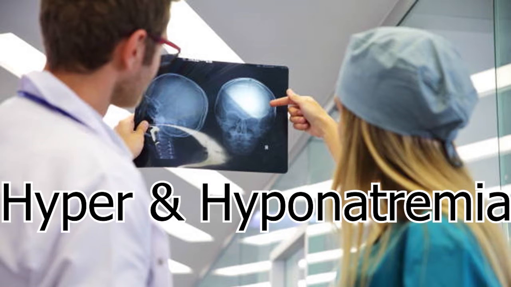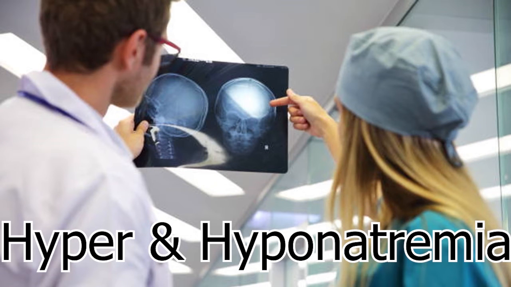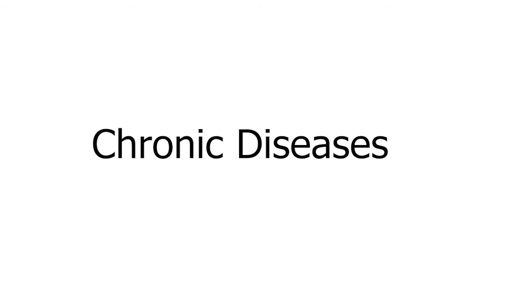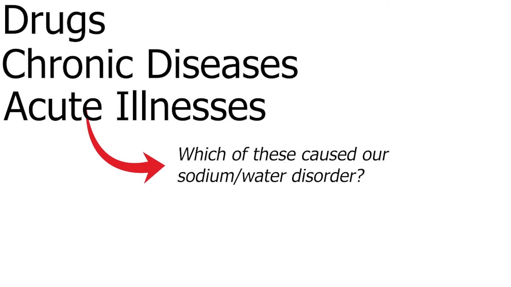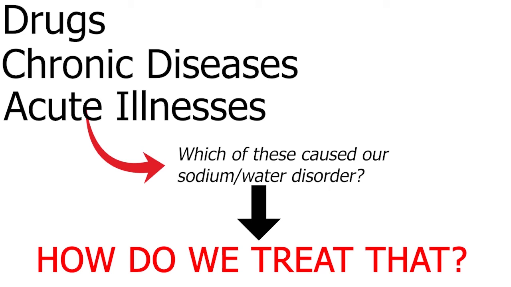are neurologic symptoms. Neurologic symptoms because of the swelling or shrinkage of the cells in the brain due to that shift of fluids. They can result from diseases, chronic diseases, acute illnesses. They can also be drug-induced. We think about diuretics sometimes when we think about sodium wasting. And it's also very important to understand what caused your sodium and water disorder so you can correct it appropriately.